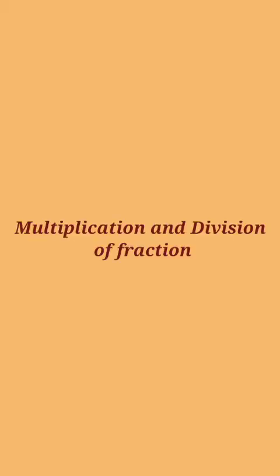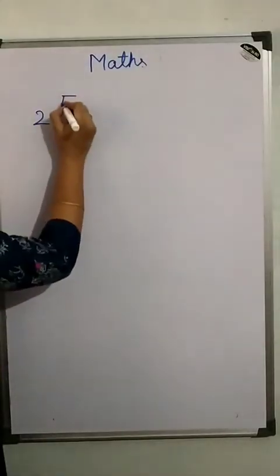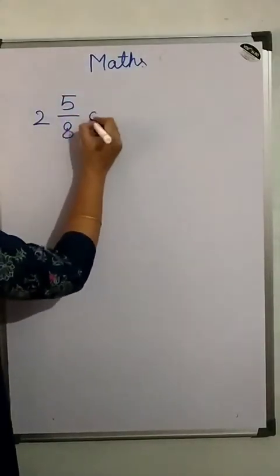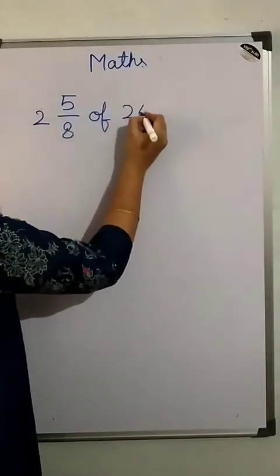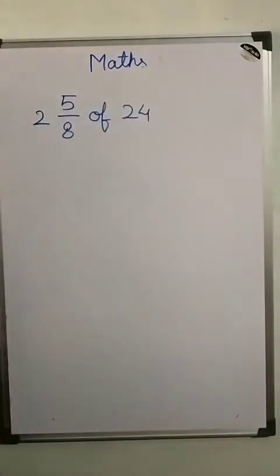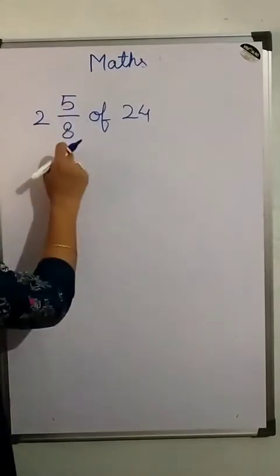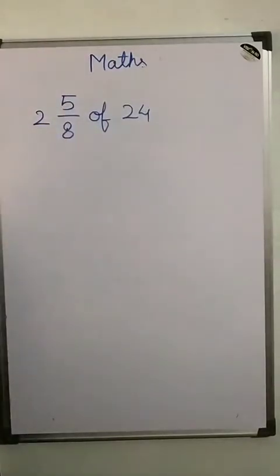Hello everyone. Today I will explain multiplication and division of fractions. So let's take one example. Just see here. 5 by 8 of 24. If the question is 5 by 8 of 24, then how do we multiply this one?